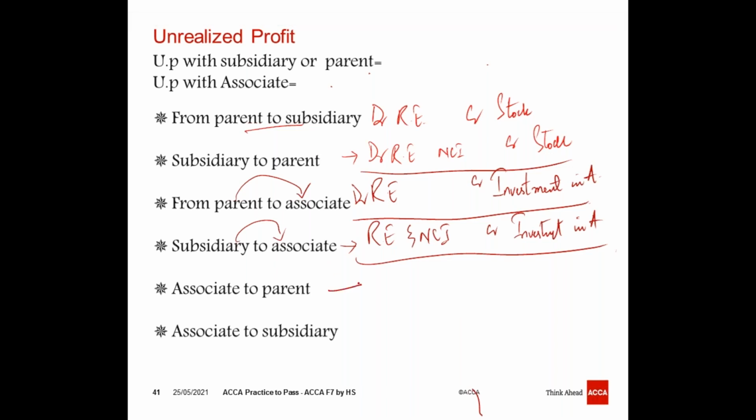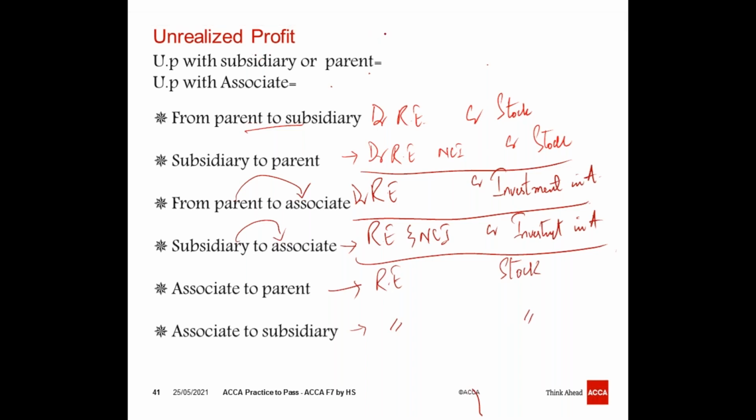When the associate company sold goods to the parent company, the accounting entry will be retained earnings debit and stock credit. And when the associate is selling to the subsidiary company, the accounting entry will be retained earnings debit and stock credit. So these are the treatments that you should know for the unrealized profit. So remember this point that you cannot recognize the profit from the members of the group. So that's why we called this profit as unrealized profit.